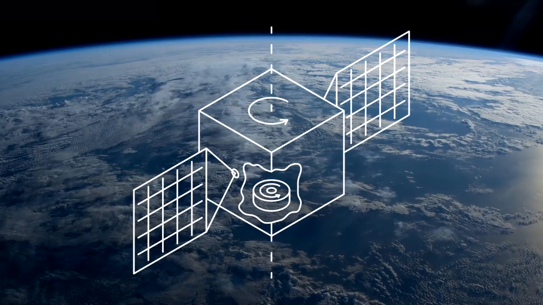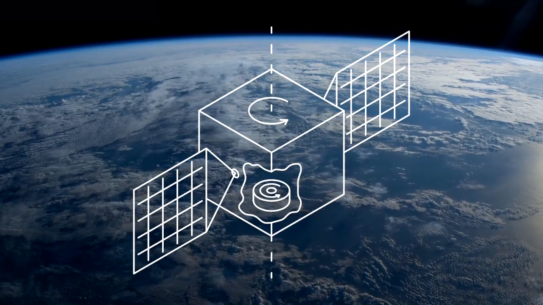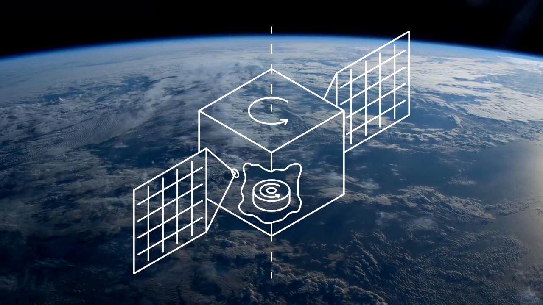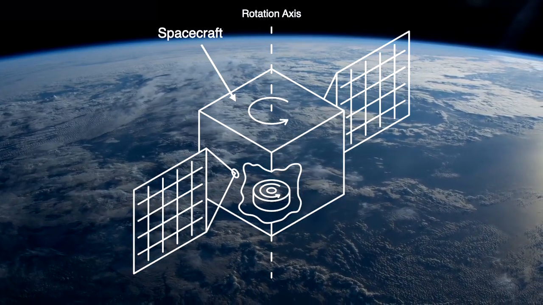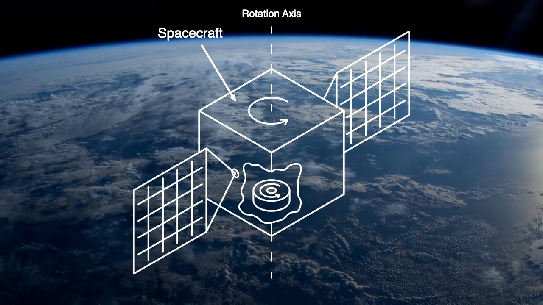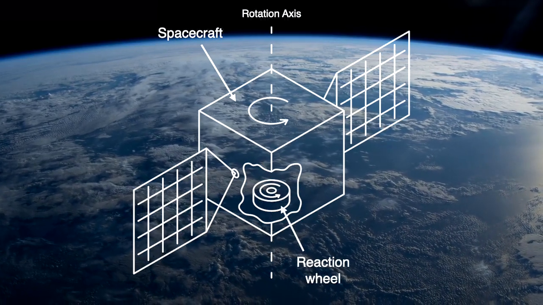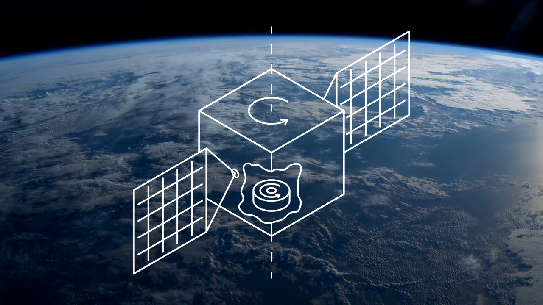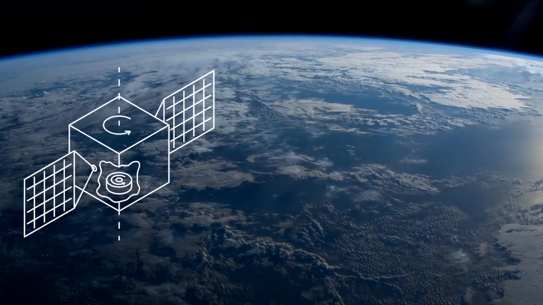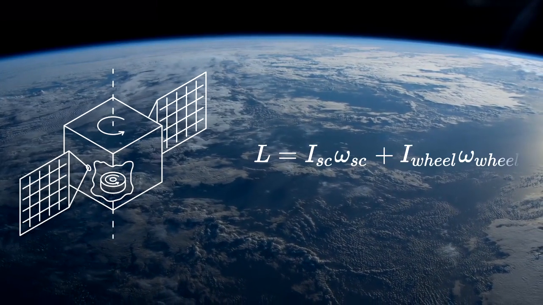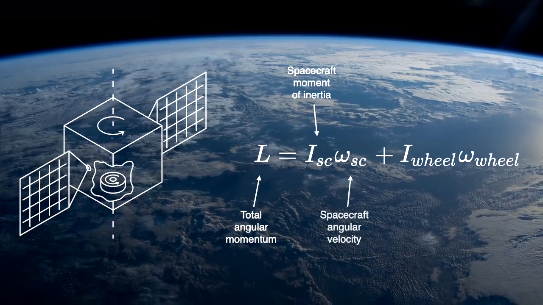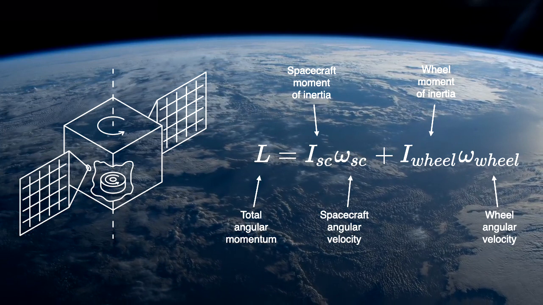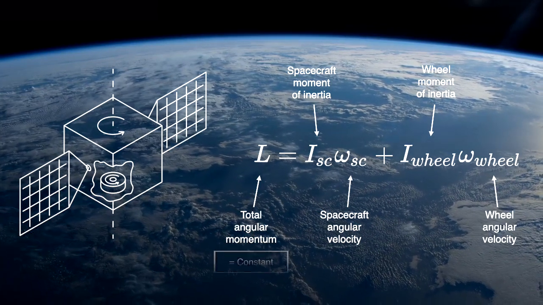So how do reaction wheels work? Well, it's actually pretty simple. Let's say you have a spacecraft and you want to rotate it around an axis. A reaction wheel is literally just a wheel mounted inside the spacecraft that rotates around the same axis. The principle we are using here is the conservation of angular momentum. In the absence of other forces, the total angular momentum, the angular momentum of the spacecraft added to the angular momentum of the wheel, will remain constant.